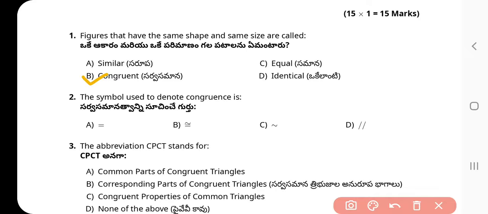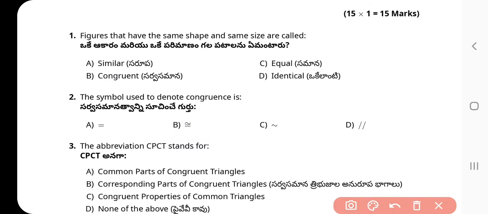Question number 2. The symbol used for denoting congruence. Option A, option B, option C, option D. What is the right answer? Option B is the correct answer of the second question.